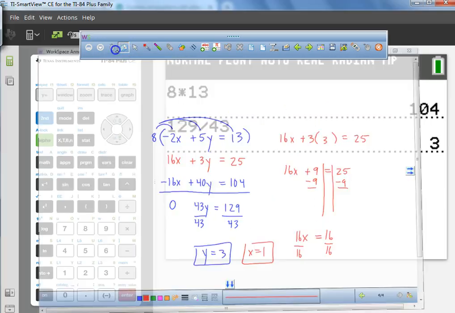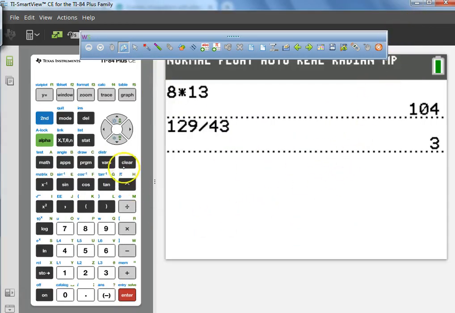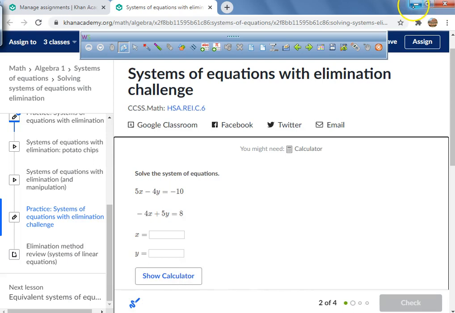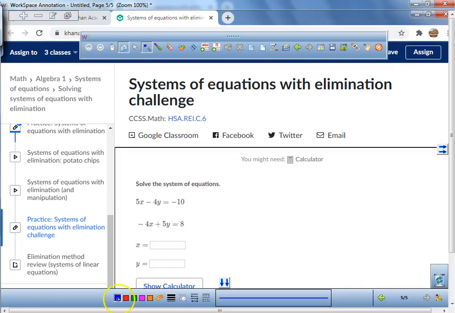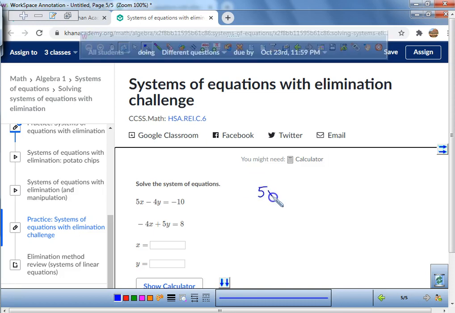Okay? You bet. Now, what we're going to do is take a look at my problem, which is a little bit trickier. Alright, so here's what we got. We have 5x minus 4y equals negative 10.